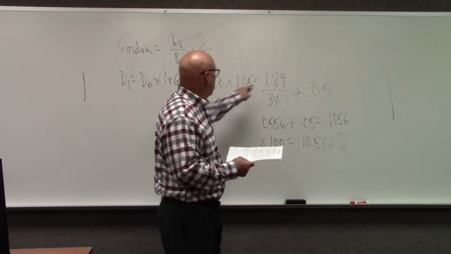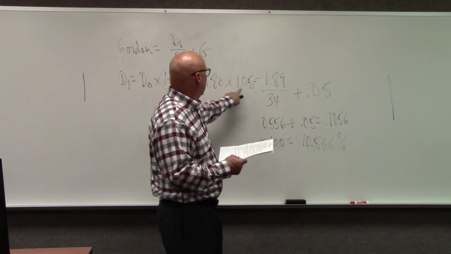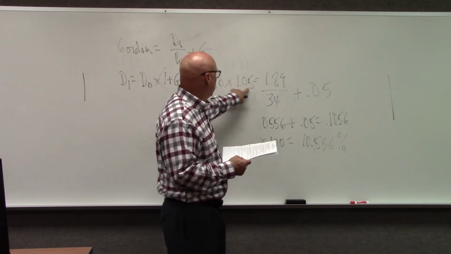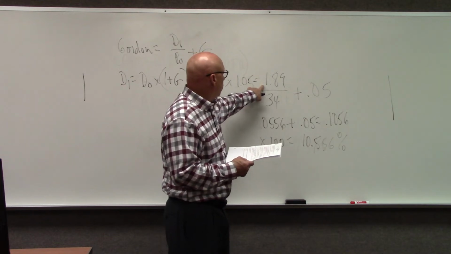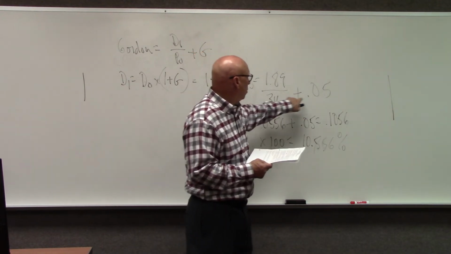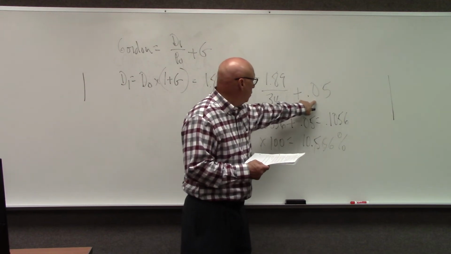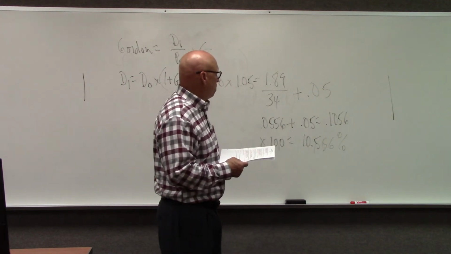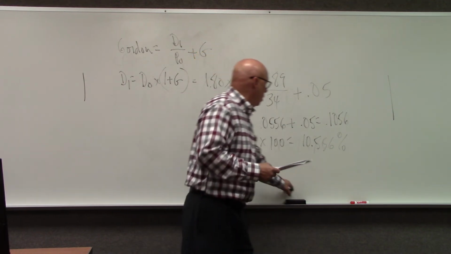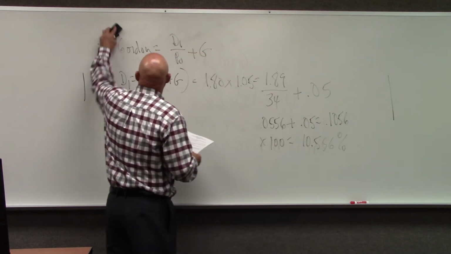D1 is D0 times 1 plus G, and K equals D1 divided by P0 plus G. 10.556. All right, let's work another one.